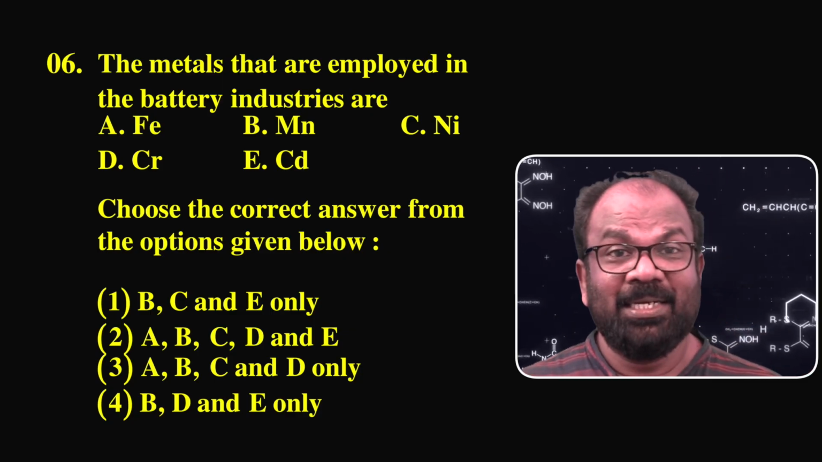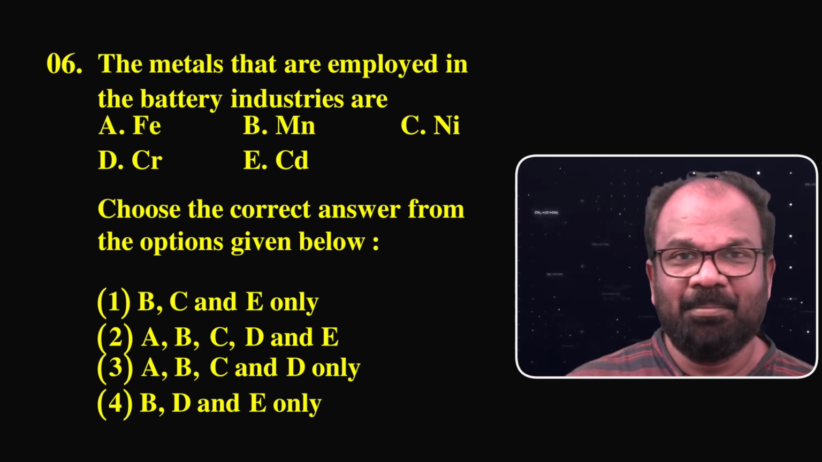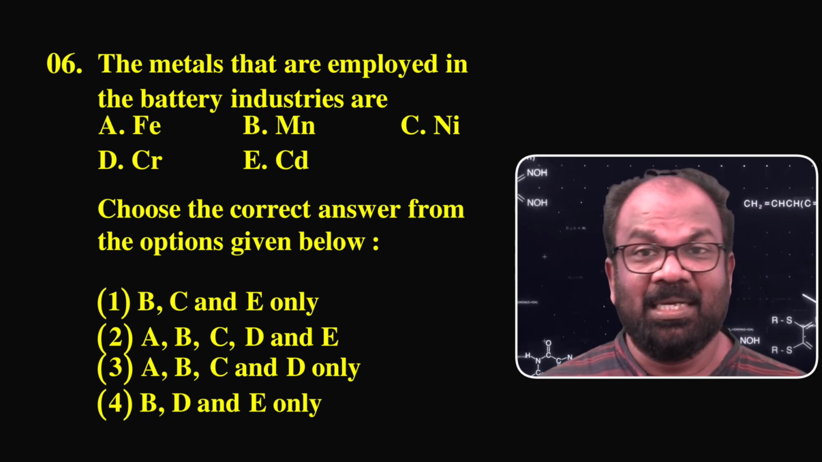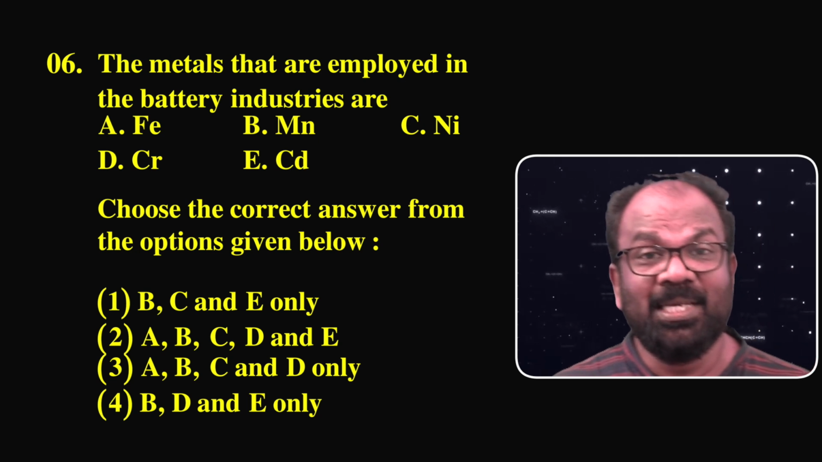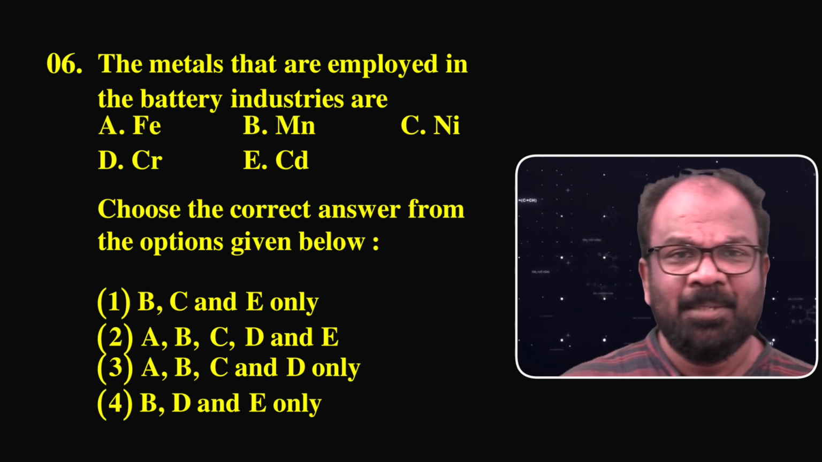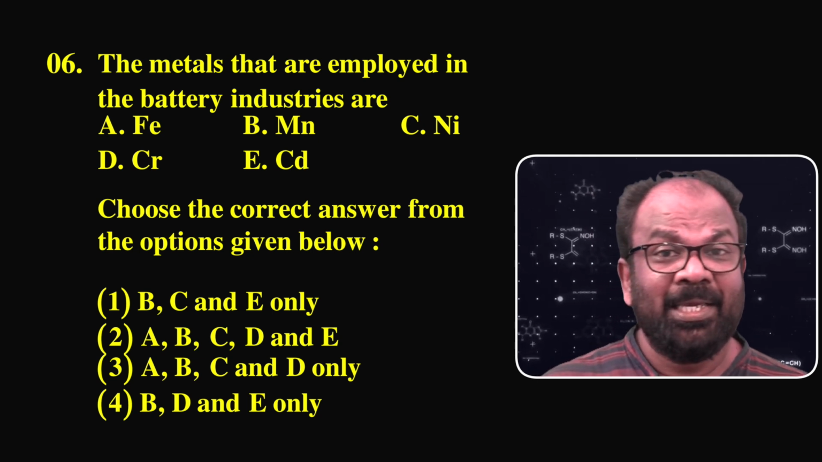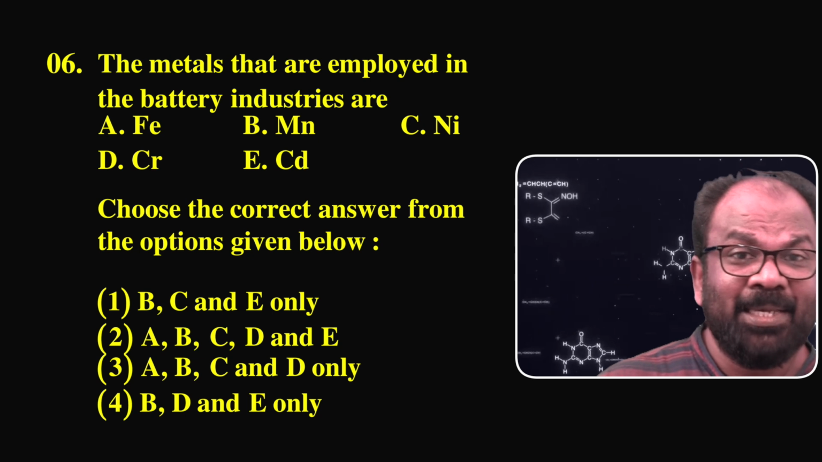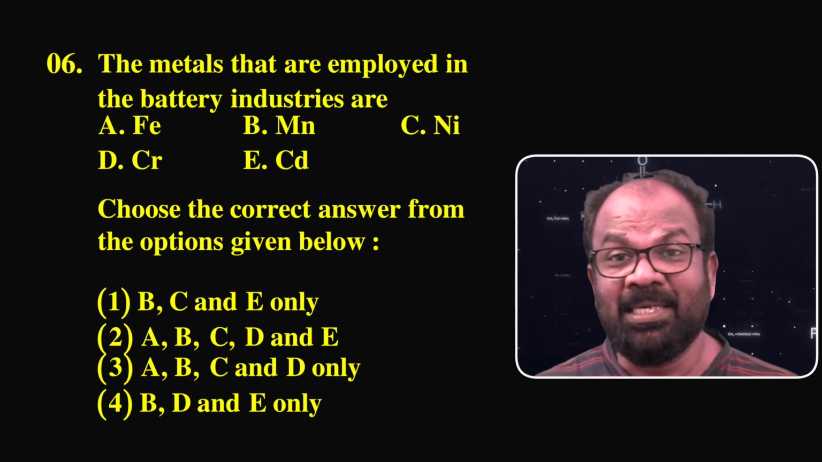Question number 6. The metals that are employed in the battery industries are A. Iron, B. Manganese, C. Nickel, D. Chromium, and E. Cadmium. Choose the correct answer from the options given below. First option B, C and E only. Second option A, B, C, D and E. Third option A, B, C and D only. Fourth option B, D and E only.